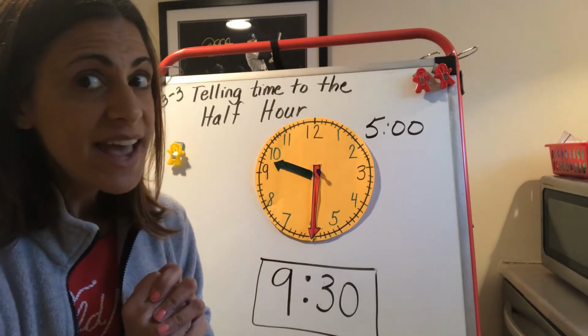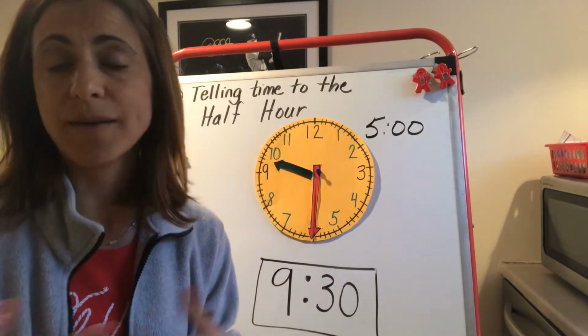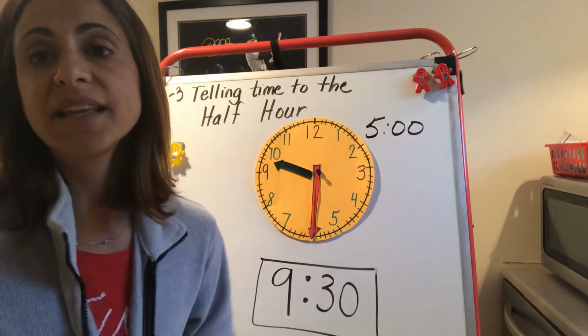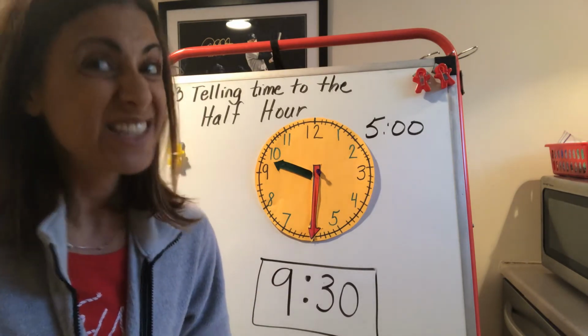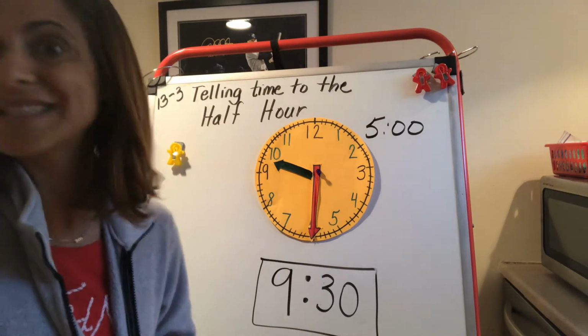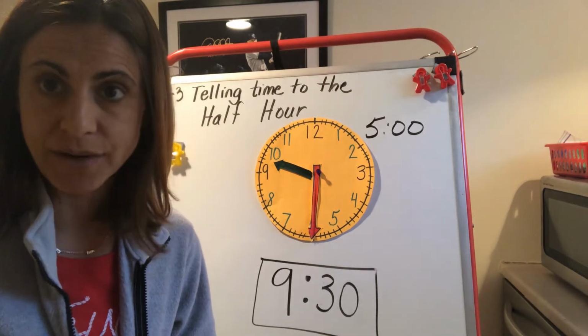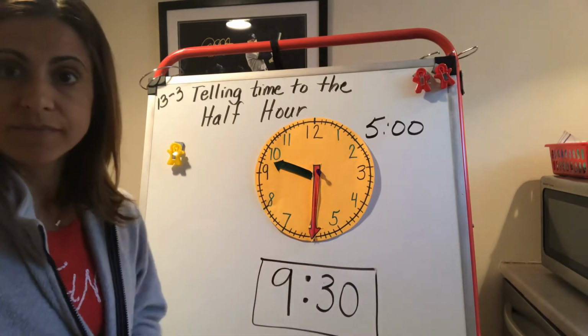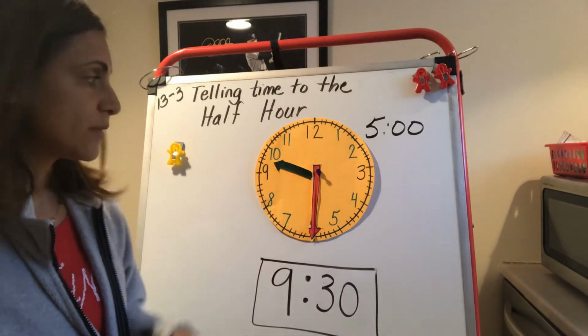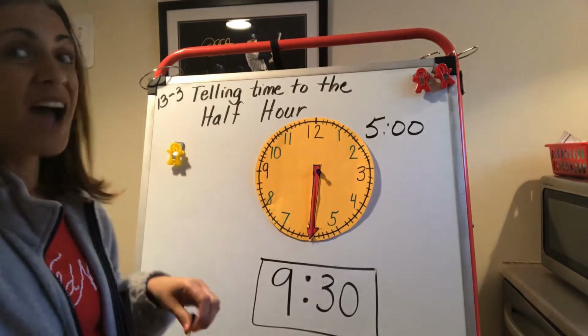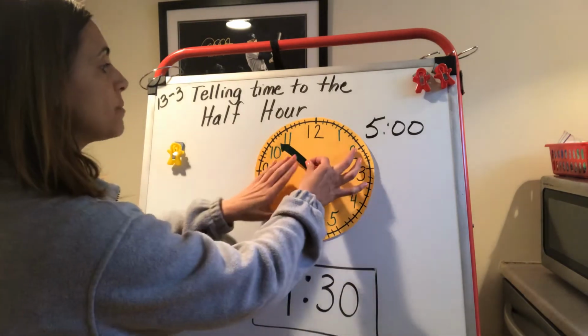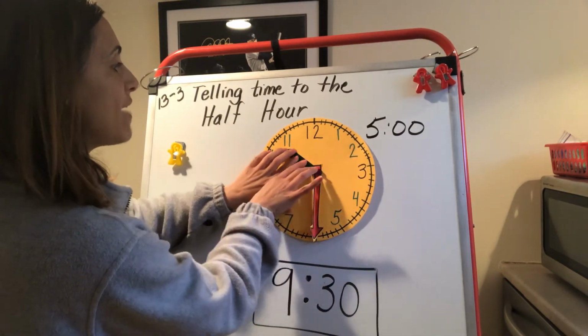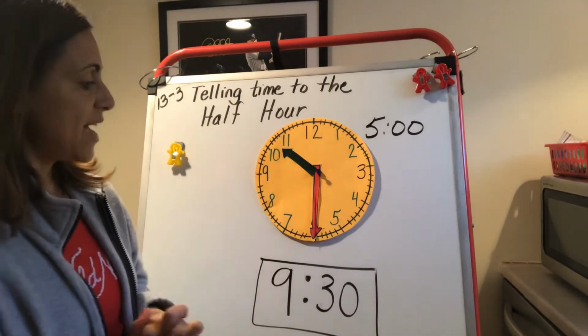Not quite on the 10. You're going to hear me say that a lot. When we're doing telling time to the half hour, you're going to hear me say it. It's not quite on the 10, so it's not 10 o'clock or 10:30. It is still 9:30. Okay? 10:30, not quite on the 11, so it's going to be between 10 and 11. That would be 10:30.